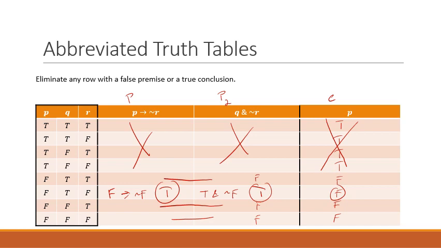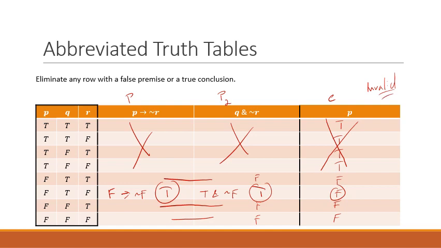So hey, there it is, right? True, true, false. I couldn't eliminate all of the rows here. I got down to 1, but that last one was the kicker, right? It had all true premises and a false conclusion. So that means this argument is invalid.